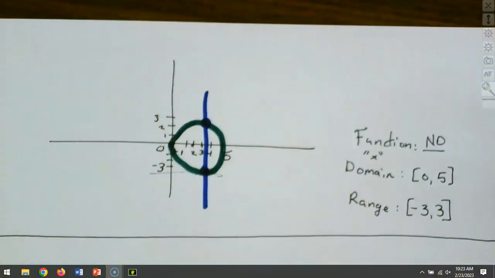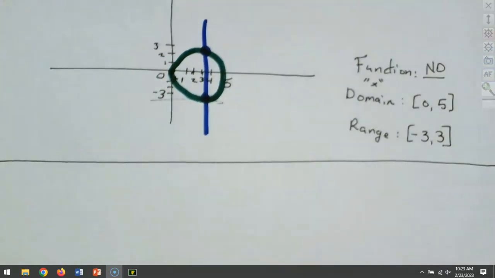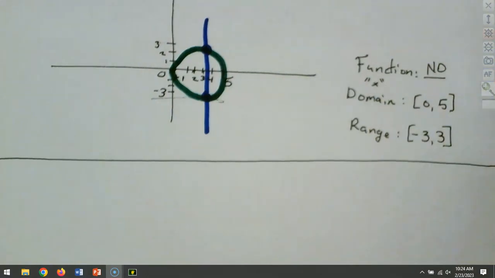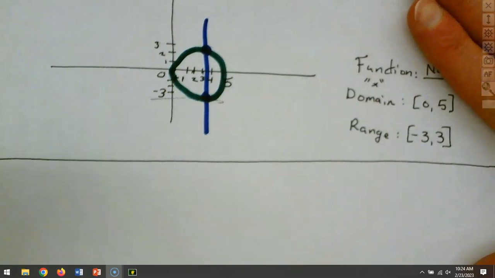Now let's look at ordered pairs. And we're going to talk about ordered pairs, and we're going to do the same procedure. We're going to find the domain and the range of these ordered pairs, and then we're also going to tell if they're a function or not. And for ordered pairs, we look at the values of the x.